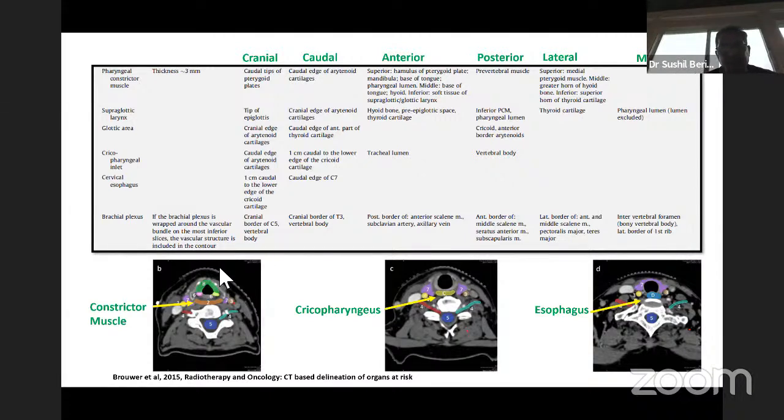Depending on what site you are treating, you may or may not be able to spare the constrictor muscle. So for oropharyngeal cancer, it's harder to spare superior and middle constrictor. For hypopharyngeal and laryngeal cancer, it's harder to spare the inferior constrictor. So you have to optimize your dose according to the site you're treating.